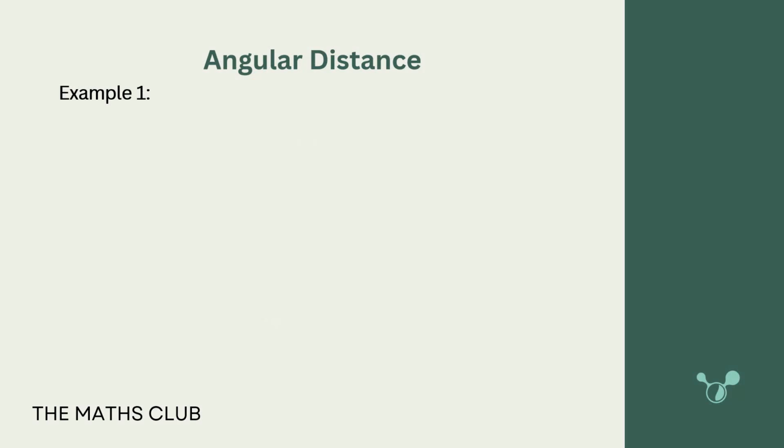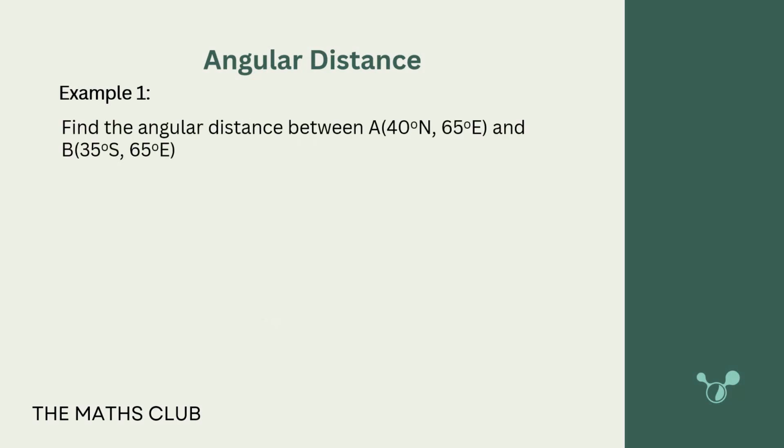Alright, so let's look at some examples when it comes to angular distance. How do we know the angular distance between a point and another point? Now we're already getting started. It says, find the angular distance between point A, which is 40 degrees north, 65 degrees east, latitude and longitude, and B, 35 degrees south and 65 degrees east.